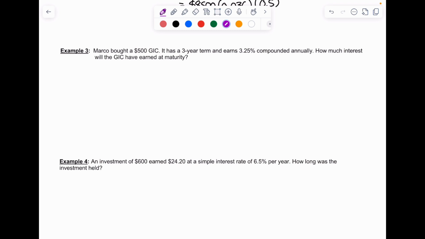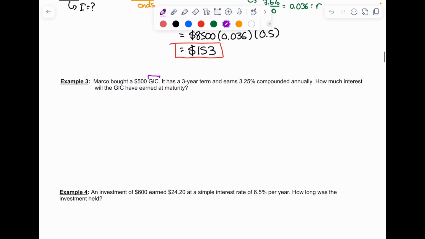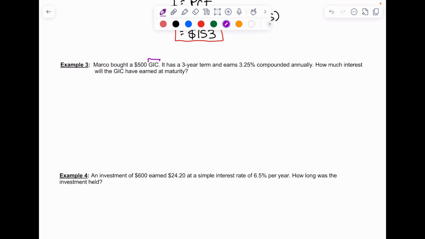Marco bought a $500 GIC. All right, a GIC is just a type of investment. It's a very, very safe investment. GIC is like a guaranteed income. It just means that a bank will say, if you give us your money for 3 years, we will guarantee that you will get 4% on your money. It's the safest thing you can do. You're guaranteed it. So that's what a GIC is. It's just a type of investment.